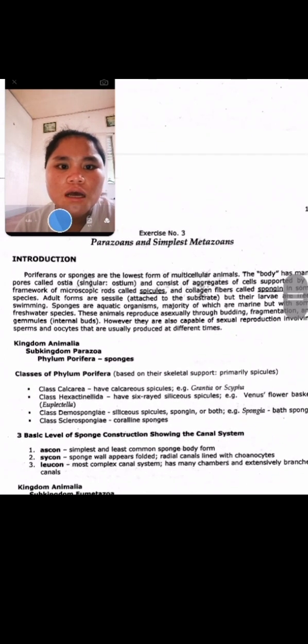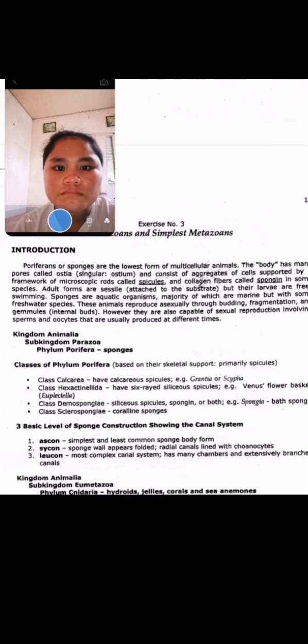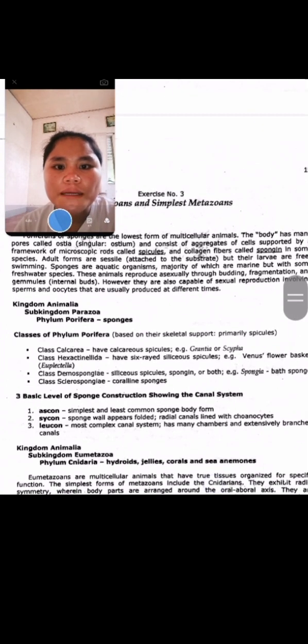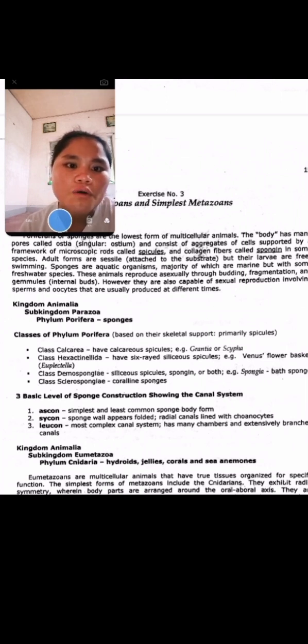Singular. Kingdom Animalia, subkingdom Parazoa, phylum Porifera, sponges. Classes of phylum Porifera are based on their skeletal support, primarily spicules. Class Calcarea has calcareous spicules, for example Grantia or Scypha.